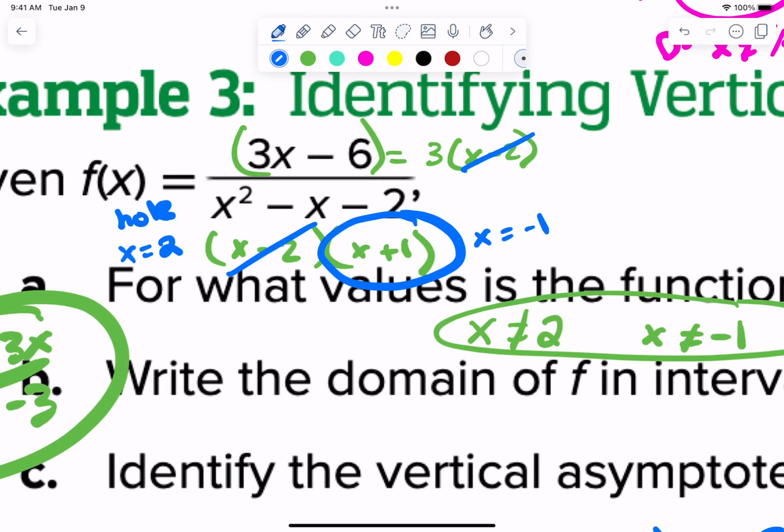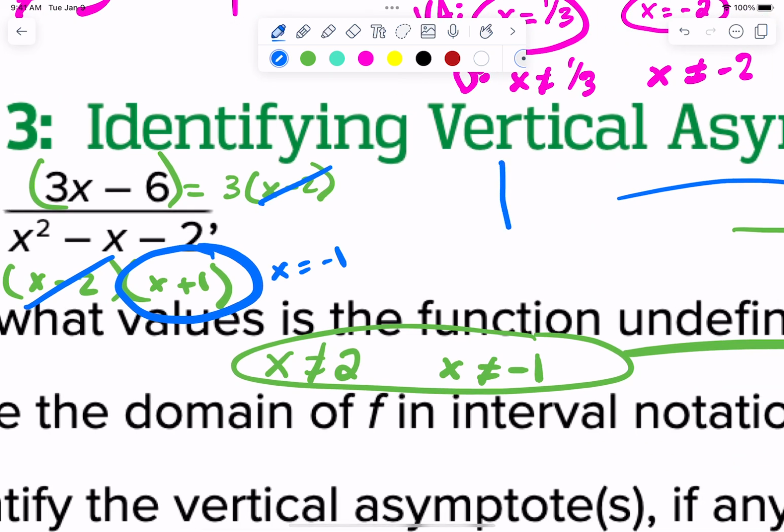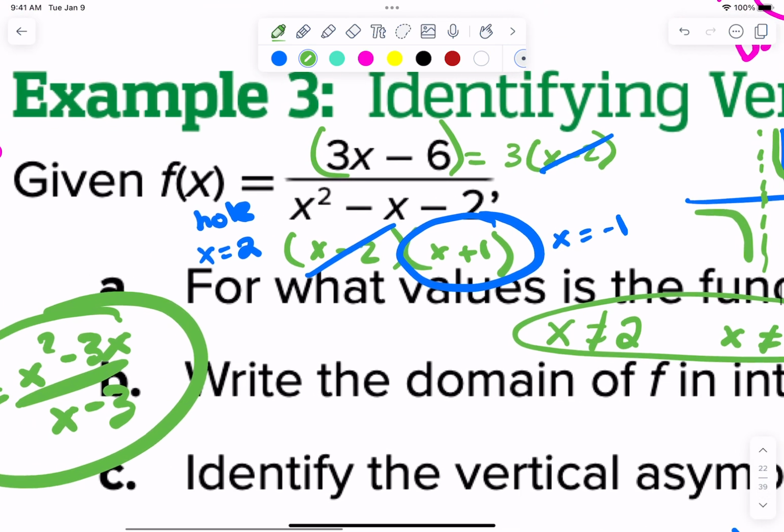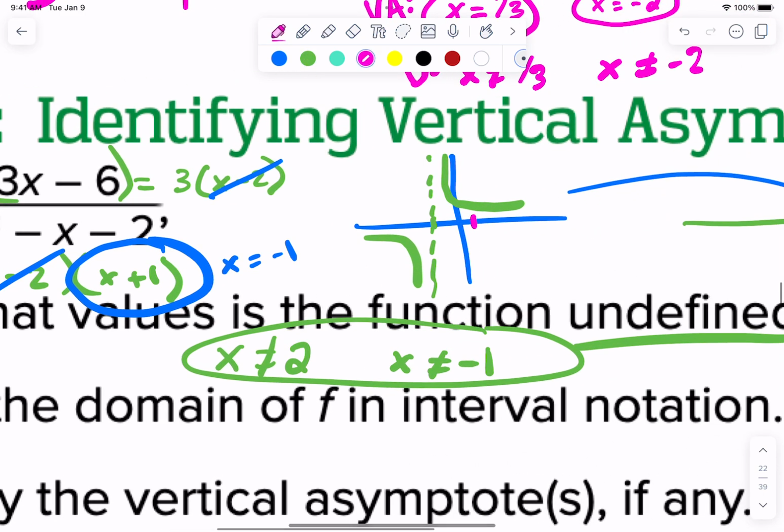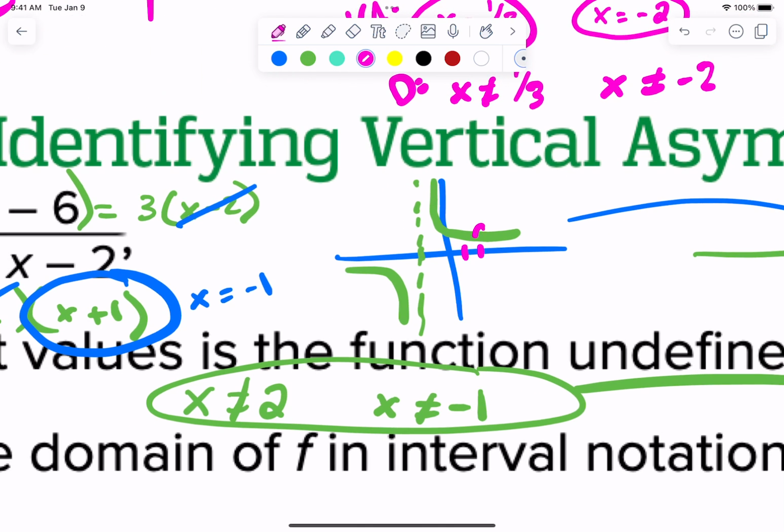Okay, so this function does not have two VAs. It has a VA at negative 1, which looks like this. And then I have this guy going on here and this guy going on here. Those are my boomerang things. But at 2, which is over here, he has a hole right there in the graph. That's what he looks like. Do you see that? The VA is at negative 1, but he has a hole at 2, because it canceled out of the top and the bottom, that makes it a hole.